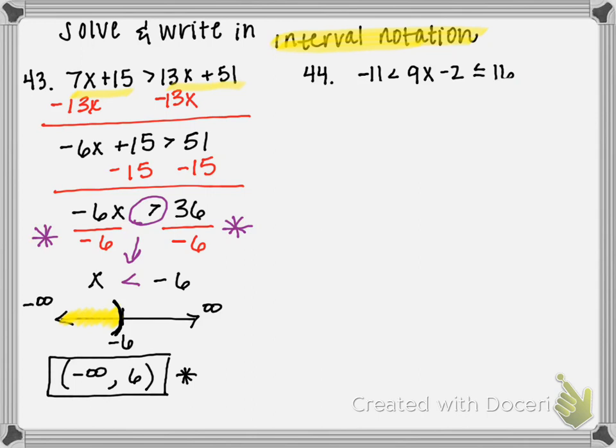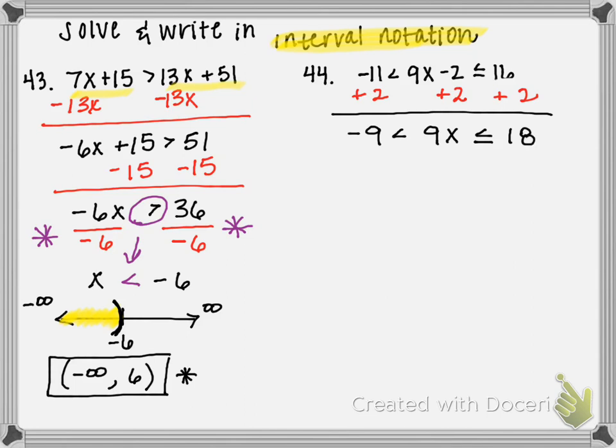All right, so we want to isolate that 9x, meaning we need to get rid of this minus 2. So to do that, I'm going to add it, but if I add it to the middle, I need to add it to the ends. So negative 11 plus 2 would be a negative 9, which is less than 9x, which is less than or equal to 16 plus 2, 18.